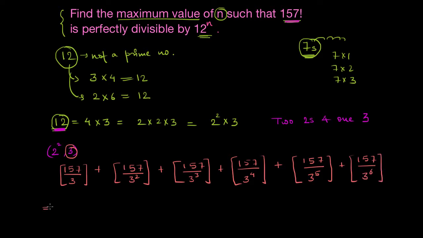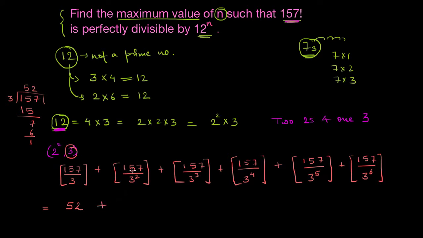So 157 upon 3 will be equal to this. Let's divide 157 by 3. 3 5s are 15, I'll have 7 here, 3 2s are 6, 1 as the remainder. So this will be 52 point something. The greatest integer will be the integer just below this, lesser than this, and an integral value. So this will be 52.